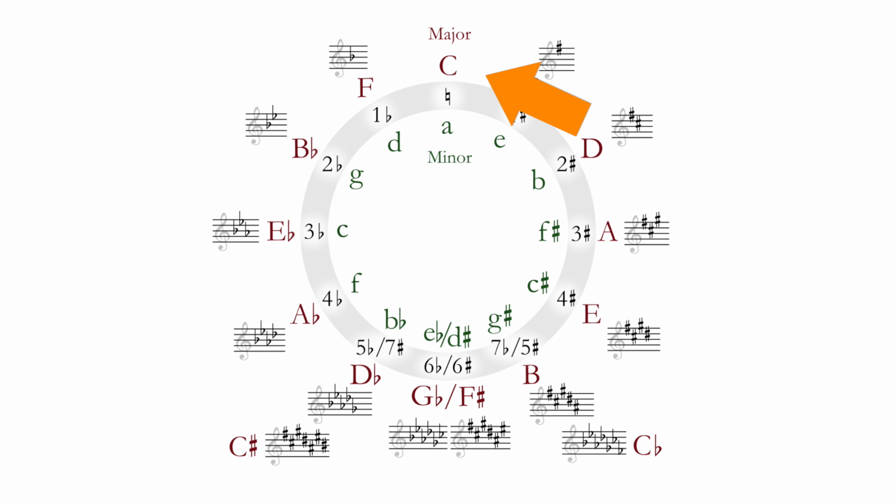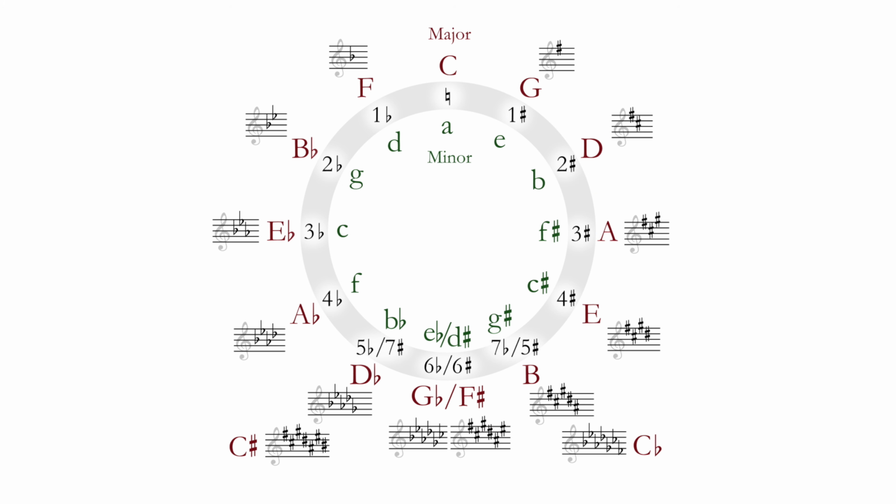Also very important to know, there's just one major scale that has no accidentals, and that's C major. There's just one key signature for every amount of accidentals. So there's just one major key signature with 3 flats, for example, or one with 4 sharps.